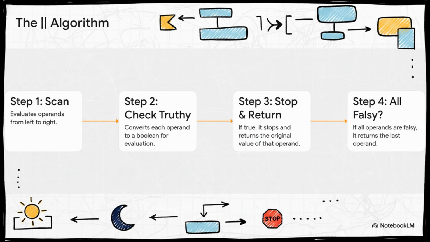So here's how it works under the hood. JavaScript just scans your values from left to right. For each one, it asks, hey, are you truthy? The absolute moment it gets a yes, it stops right there and returns that value. It's like a race to the first winner.